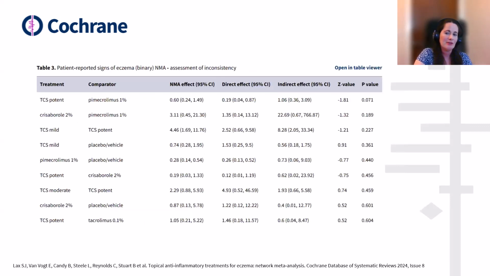Here is another example of how to show the results from the assessment of inconsistency. This is from the review assessing topical anti-inflammatory treatments for eczema. For each comparator in the NMA, they show the difference between the NMA effect, direct effect, and the indirect effect, and the results from the assessment of inconsistency are shown, with the Z and P values from the statistical test.